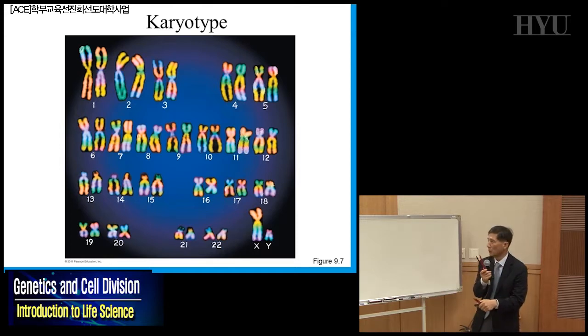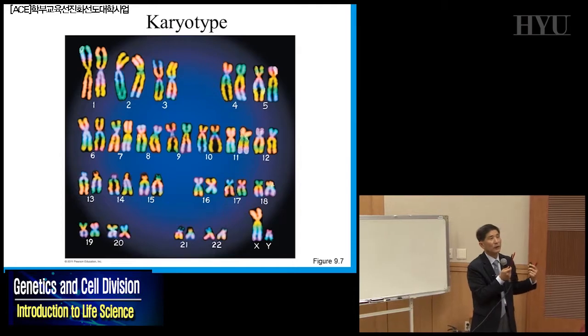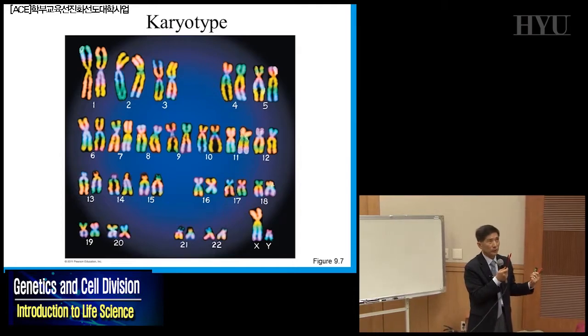If you have one more copy of chromosome 21, what do you have? You have Down syndrome. We'll come back to that.